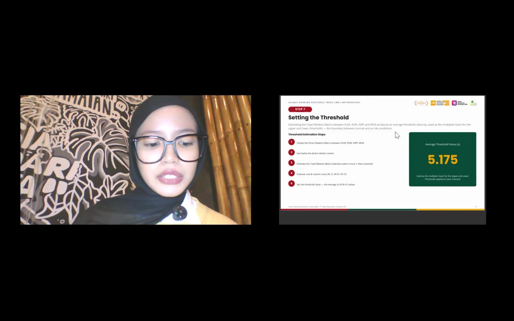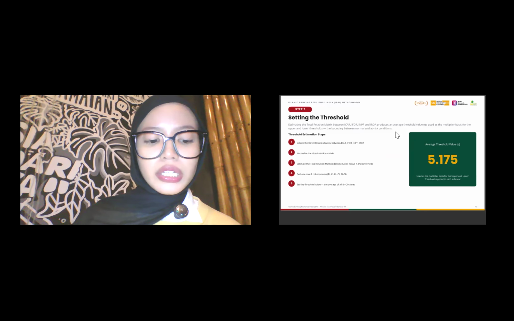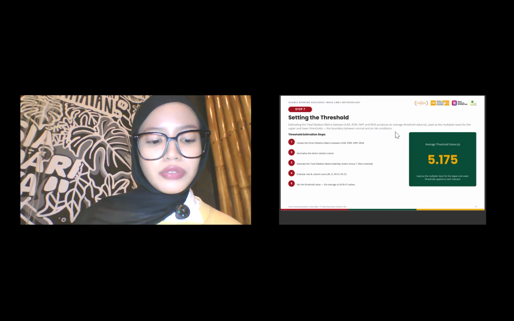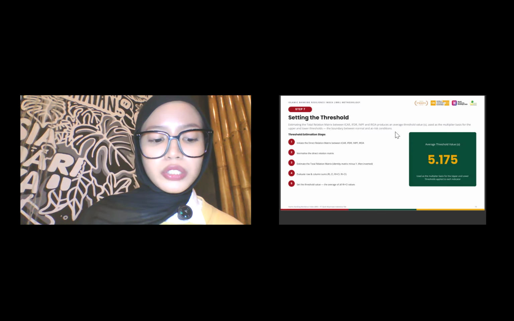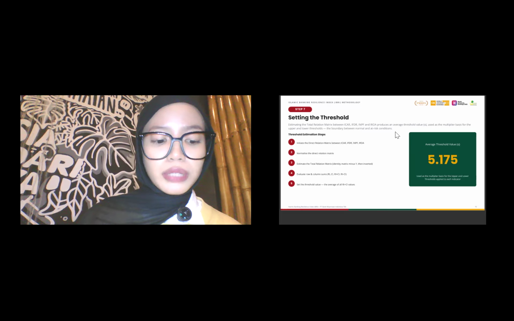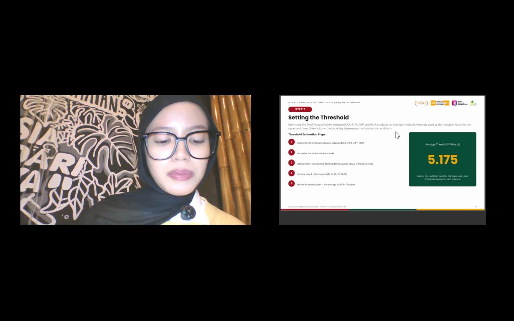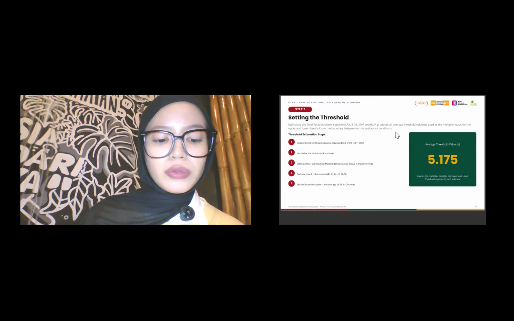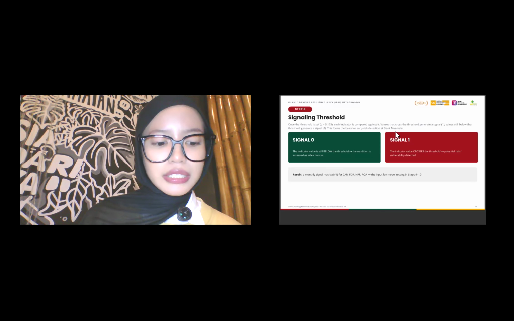Next, setting the threshold. We calculate the threshold value. This threshold separates normal condition from potential risk condition. Using the total ratio matrix, we obtain an average threshold value of 5.175. This value becomes the basis for determining upper and lower warning limits. Next.